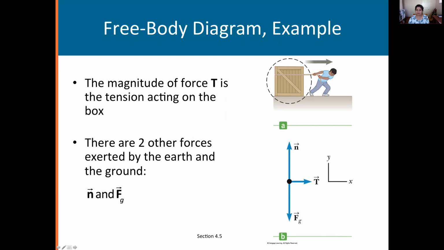Let's look at this case. Here we have a crate, and it's being pulled via this rope by this person to the right, okay? So remember we said the rope is just a means of conveying the force, right? It's going to have the tension which equals the force with which this man is pulling. The crate is our object of interest. We want to know how this crate moves. So we're going to locate the center of this crate with a dot.